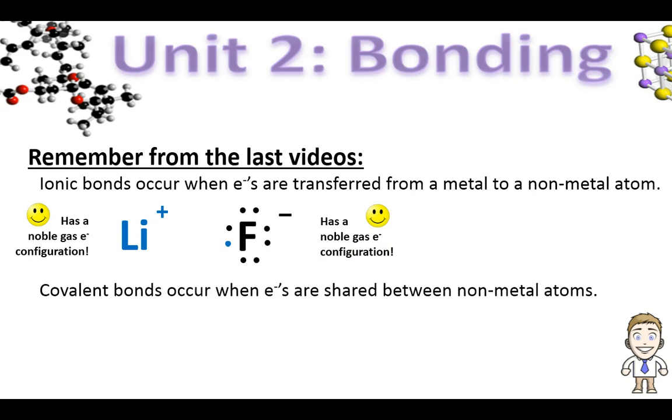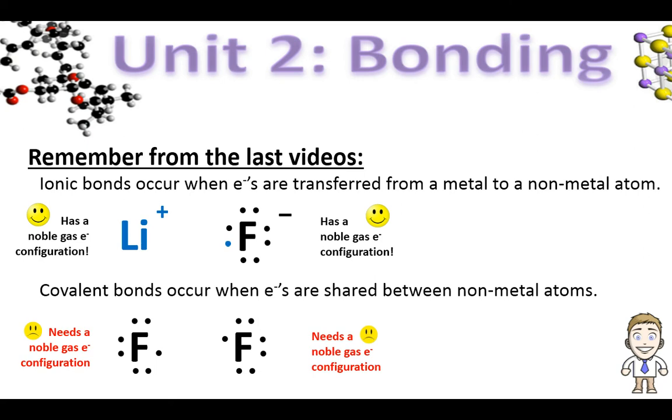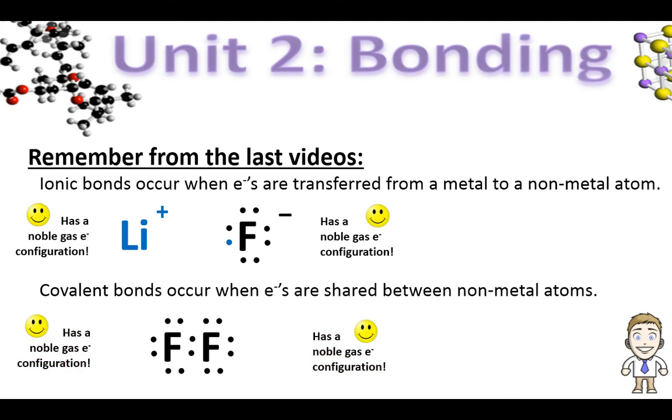Covalent bonding happens very differently. In videos 3 and 4, you saw that covalent bonds occur when electrons are shared between nonmetal atoms. We started with two fluorine atoms, neither of which has a noble gas configuration. To get it, they move closer together until they can share a pair of electrons. The benefit is, now they both do have noble gas configurations.